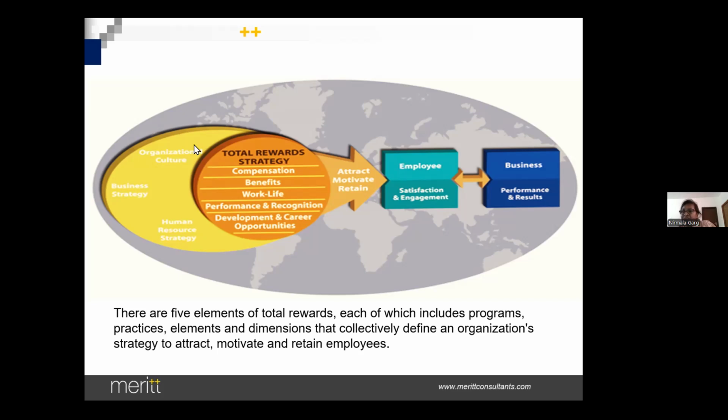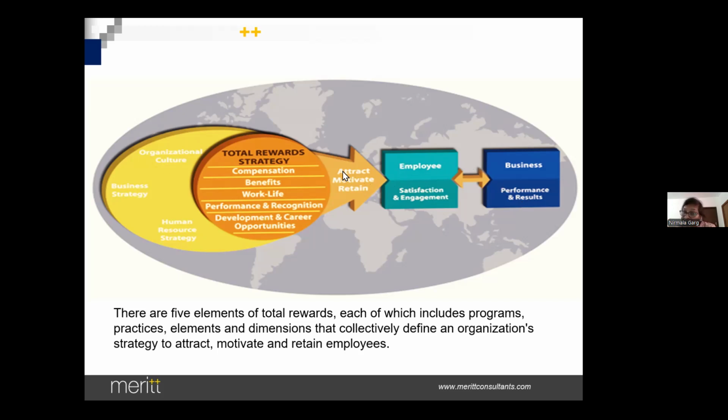Today's organizations, what do they do? What is the trend today? Now, every organization exists because it has to achieve certain results, right? A business exists to achieve certain results. In order to achieve these results, you need to have satisfied, engaged employees. If you have satisfied, engaged employees, you have high performance and high results.